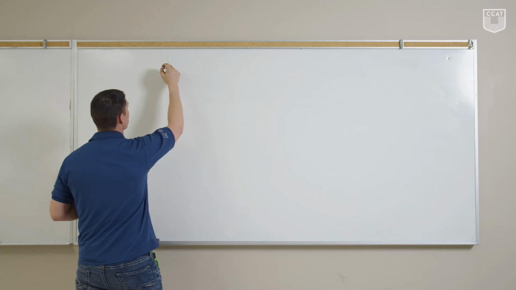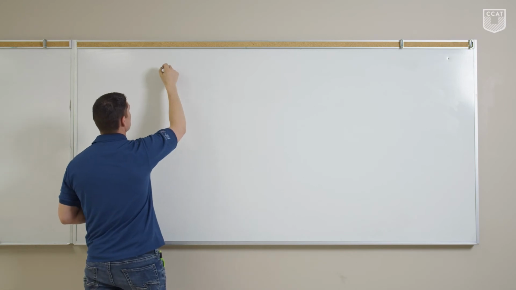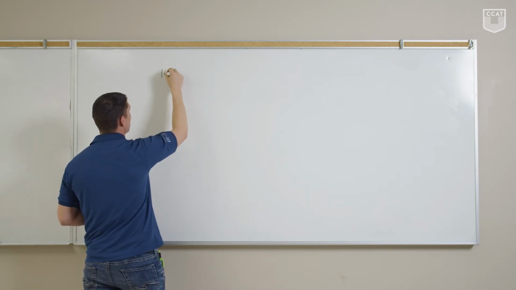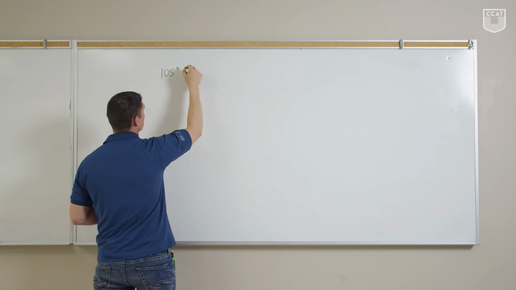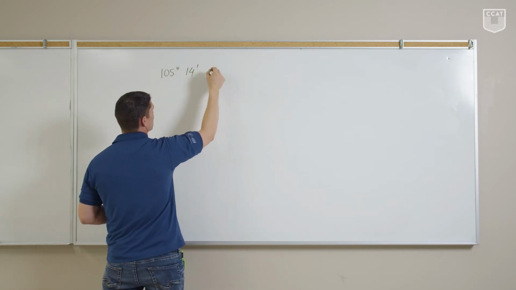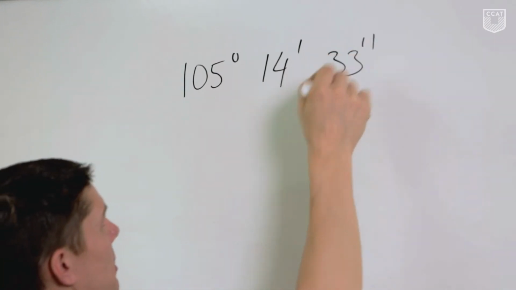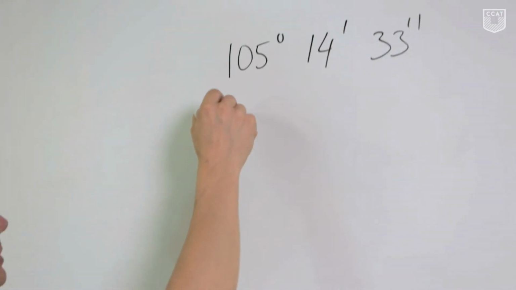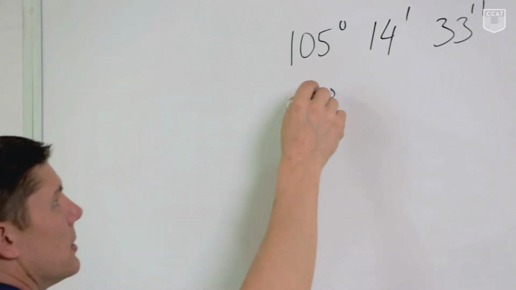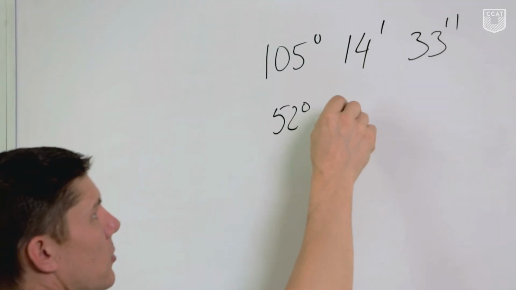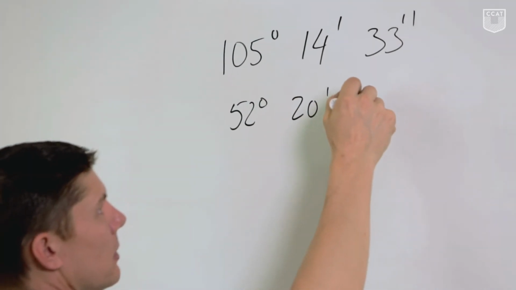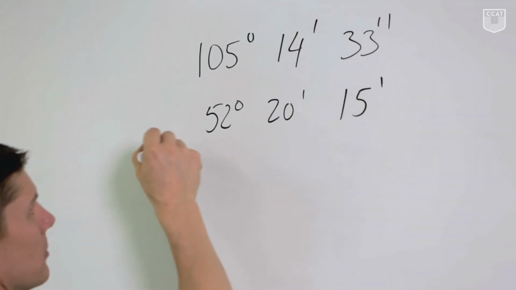Okay, so we can start off with any number here under 360 degrees. Let's say we go 105 degrees, 14 minutes, and 33 seconds. And we'll add, let's say, 52 degrees, 20 minutes, and 15 seconds.